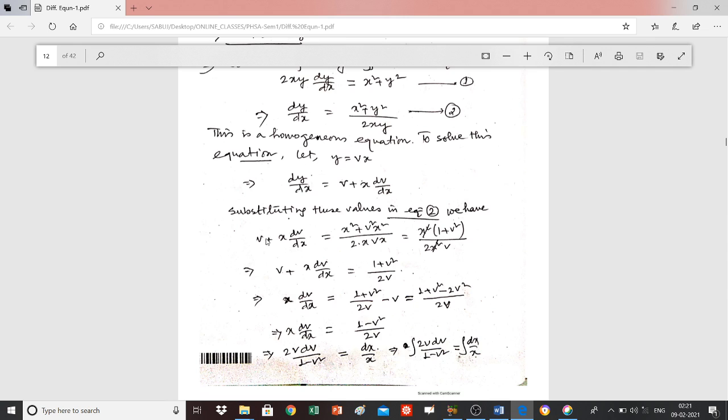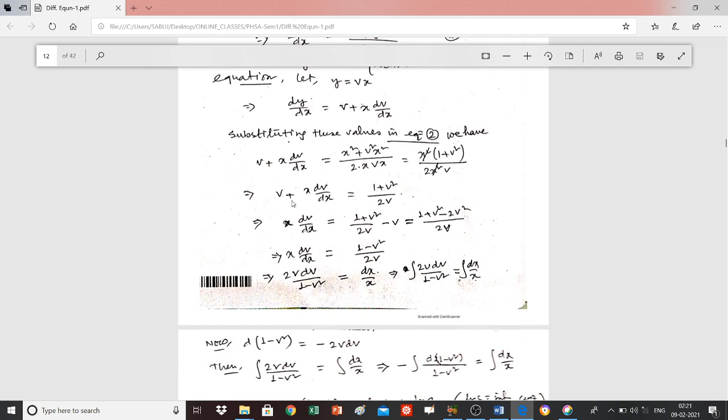So you will have v plus x dv by dx, that is equal to this, and here you just substitute the value of y, and you know that y is equal to vx. So first term is x square, then plus v square x square, and here 2, then this x is here, and you know that y is equal to vx, so that is vx. So just simplify it, you will have 1 plus v square by 2v. So from here you can write, left hand side is v plus x dv by dx, and right hand side is 1 plus v square by 2v. And now from here you can write x dv by dx is equal to 1 plus v square by 2v minus v. And the simplification is shown here.